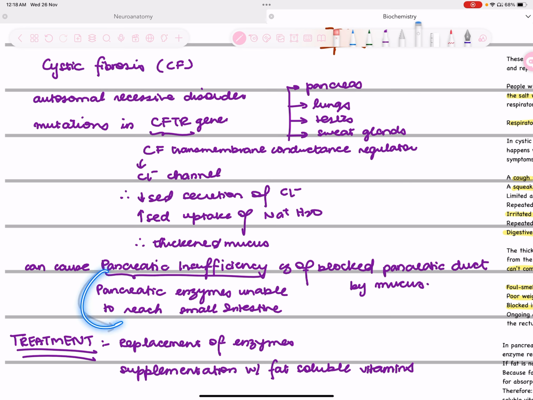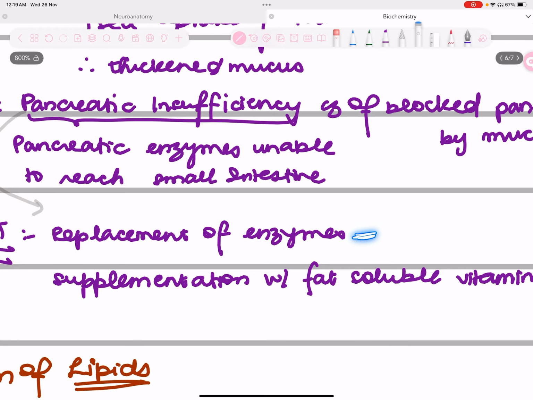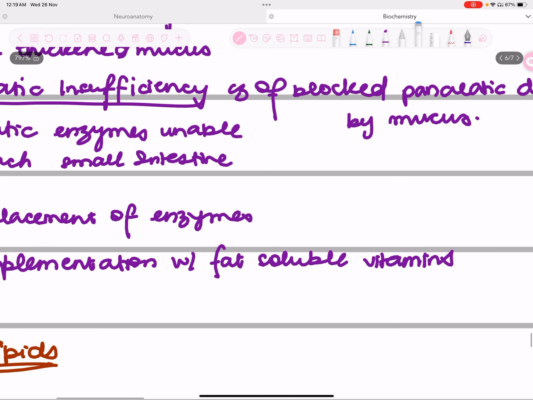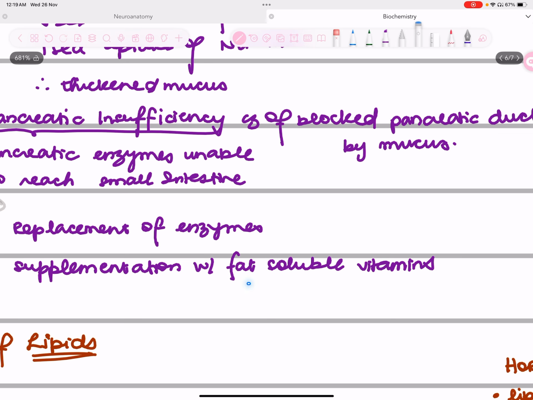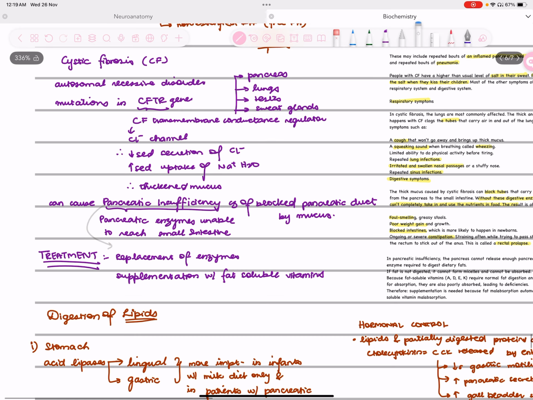What's the treatment for pancreatic insufficiency? So you need to replace the enzymes, for example, whatever pancreatic enzymes are there that would have otherwise helped with the digestion, you need to replace them. And the other thing is that you need to supplement with the fat soluble vitamins, because these fat soluble vitamins are unable to be absorbed because of the blockage. Lipid is not being absorbed, and because lipid is not being absorbed, fat soluble vitamins are also not being absorbed, so you need to supplement with fat soluble vitamins.